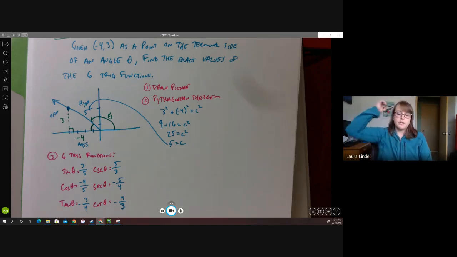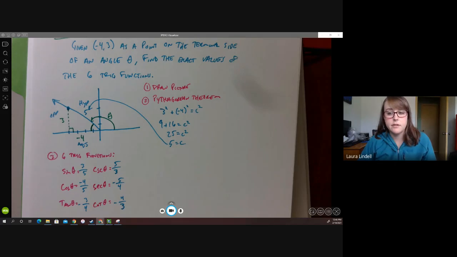So that's really all we're doing on these. Draw the picture, find the hypotenuse with the Pythagorean theorem, and then find your six trig functions using right triangle side ratios. Okay. Any questions from that one? Any numbers we're not sure where they came from or anything like that?